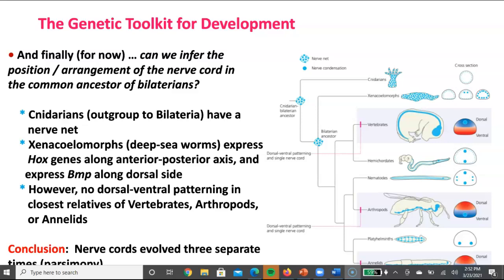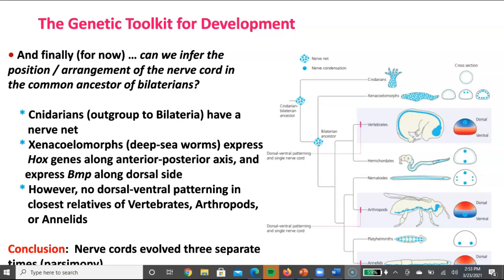Okay, so that implies that vertebrates evolved their dorsal patterning independently. Then we look down at the arthropods on that cladogram, and we see that their outgroup, their sister taxon, are the nematodes. They also do not have exclusively a dorsal or a ventral patterning in the nematodes. So that implies that the arthropods evolved their ventral position of their nerve cord independently.